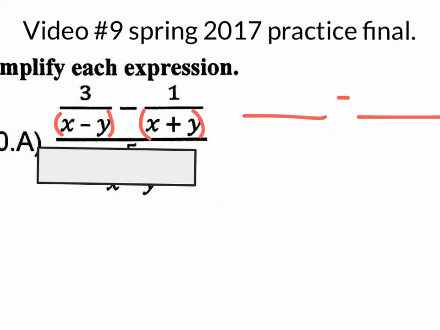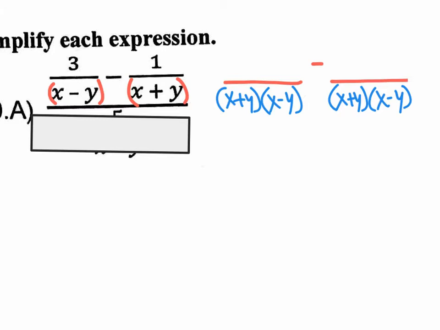X minus y times x plus y. All right? So we're not even going to multiply them. We're just going to write them together. Okay, so there's a common denominator. So we have to ask ourselves, what do we do to this x minus y to get an x minus y times x plus y? Obviously, we're going to multiply both bottom and top by x plus y.